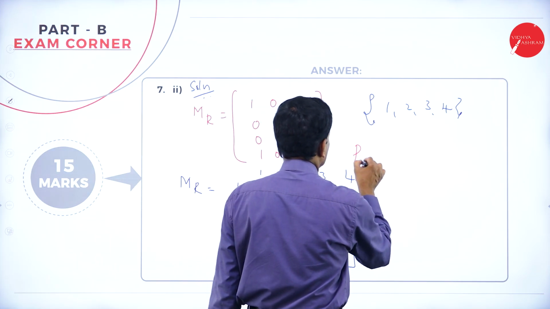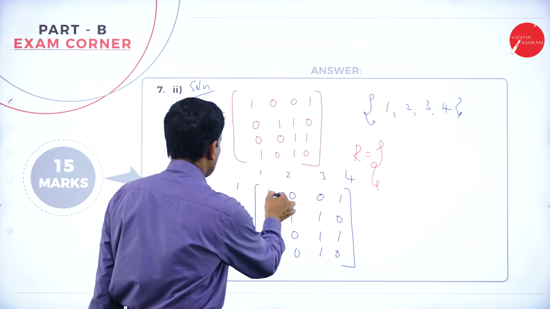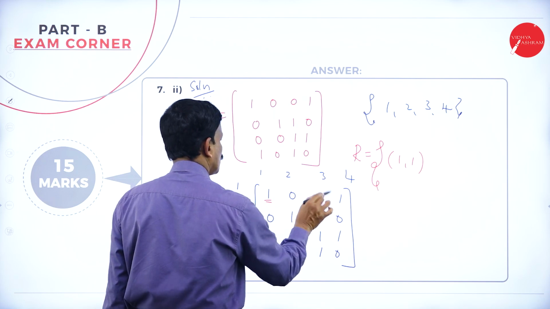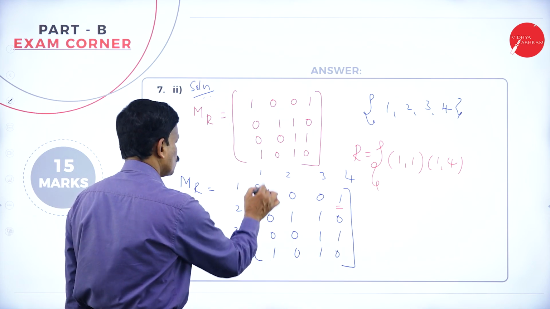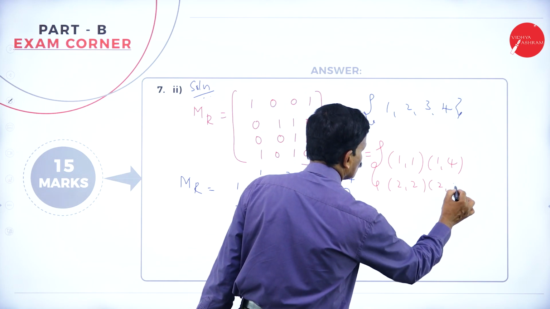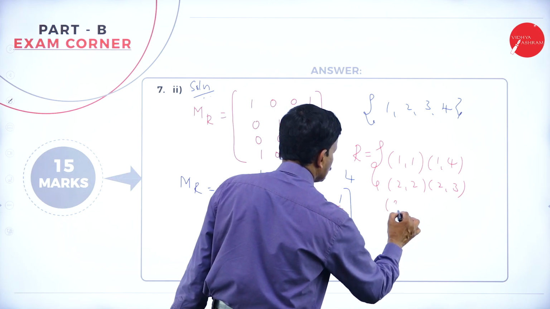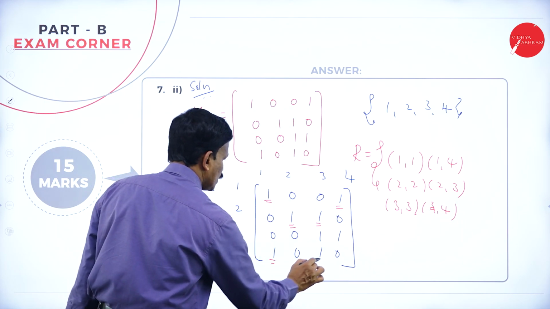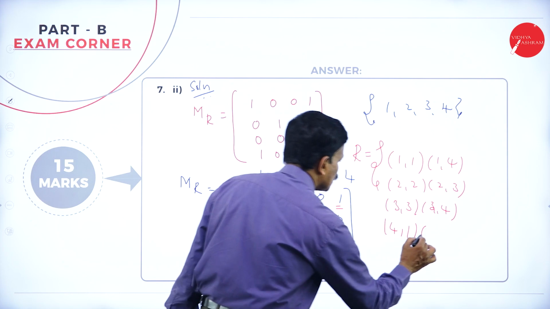Write down the relation. The relation R is nothing but the set of all ordered pairs of this matrix. So, 1 comma 1 is 1, we can take 1 comma 1, again 1 comma 2 is 0, 1 comma 3 is also 0, we can write 1 comma 4. So, 1 comma 1 and 1 comma 4. Similarly, 2 comma 1 is 0, 2 comma 2 is 1, 2 comma 2 and 2 comma 3. Similarly, 3 comma 1 is 0, 3 comma 2 is 0, 3 comma 3 and 3 comma 4, right? And the last, 4 comma 1 is 1, we can write 4 comma 1 and 4 comma 3.